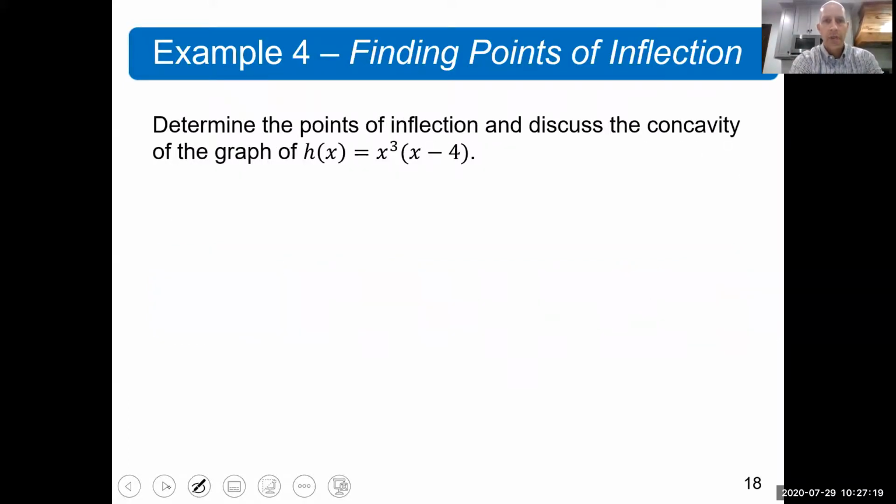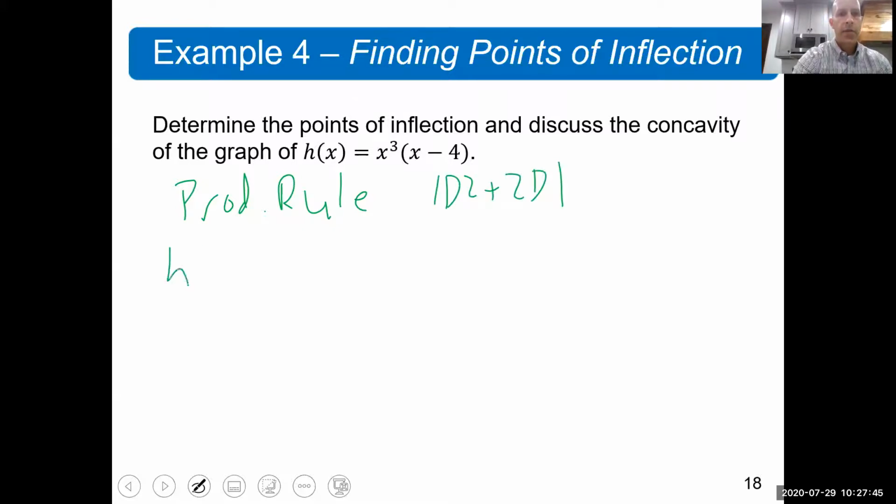Okay, so example 4 says determine the points of inflection and discuss concavity for the graph of x to the third times the quantity x minus 4. Now, if I wanted to, I could go ahead and distribute this, but I want to remind you of something called the product rule. If you remember the product rule, that's 1d2 plus 2d1.